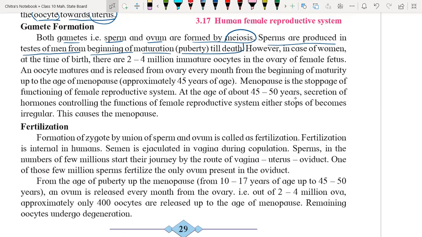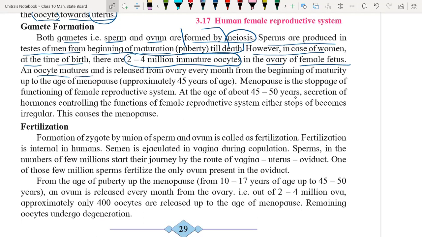You know that sperm cells are produced continuously. It starts from the puberty stage and ends at the death of the person in the case of a male. However, in the case of a woman, at the time of birth about 2 to 4 million immature oocytes are already present in the ovary of the female fetus.